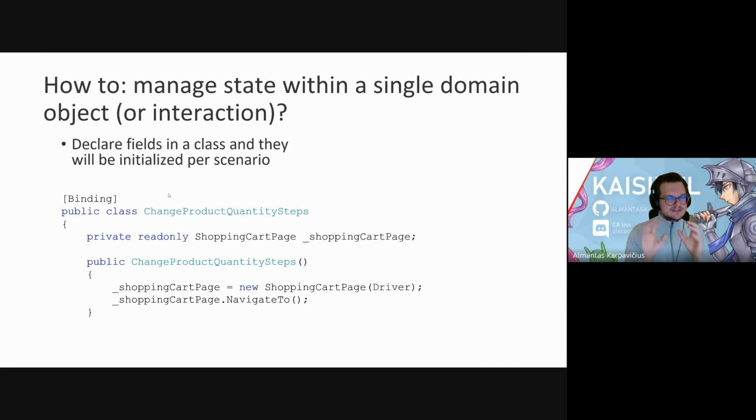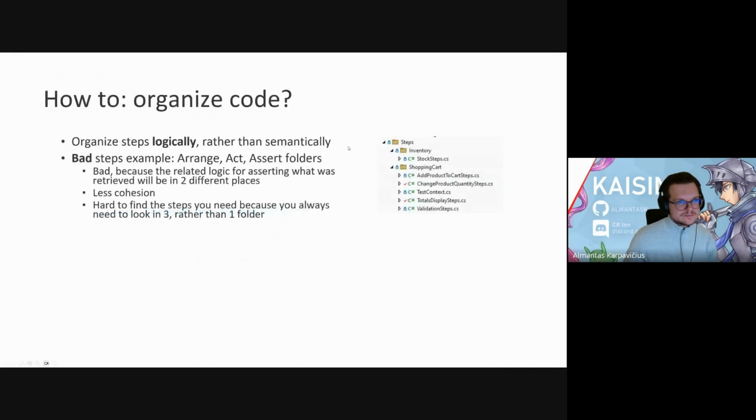Otherwise, you will end up changing many places. You will need to access some global context to get the data you need. But when it's all in one class for that domain object, then, for example, all I need is a shopping cart page to interact with the product quantity steps. So it's all there, all in one place. But if you scatter it through arrange, act, assert parts, it will be very confusing. I'm not saying to write all code in one class, but I'm saying to organize it per domain object.